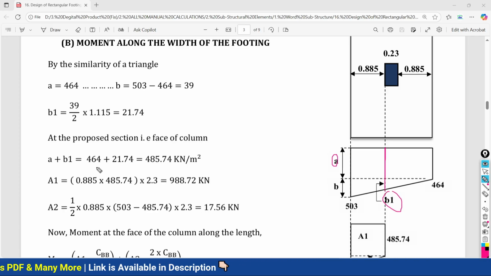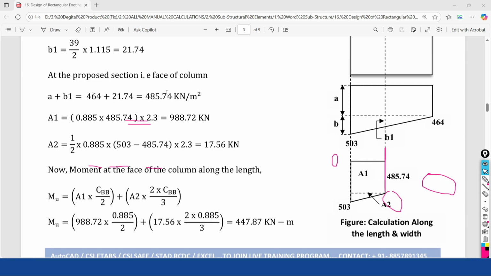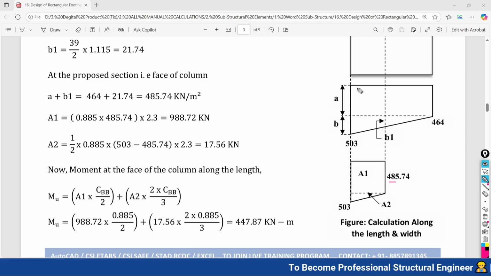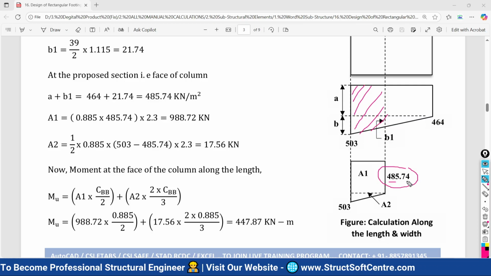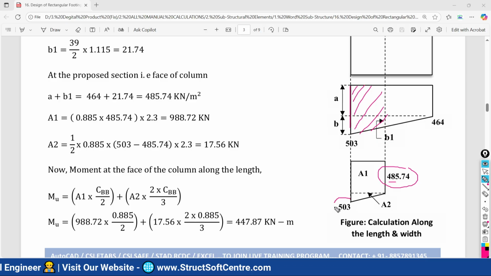So here A plus B1, 464 plus B1 which is 21.74. So the total is going to become 485.74. This value we are getting, and we are going to put here as 485.74. We are going to take this section outside. We are going to deal with it separately, so that's why we are representing it here as 485.74, and at the edge it is 503.